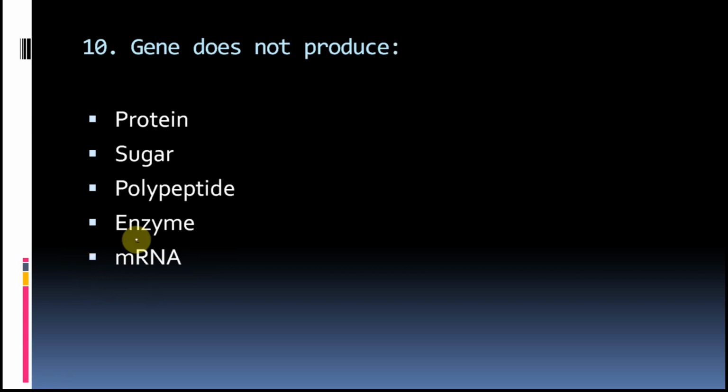The next question is: gene does not produce what? Protein, sugar, polypeptide, enzyme, mRNA. Gene produces mRNA, gene produces enzyme, gene produces polypeptide, protein, but it does not produce sugar. So sugar is the option for this.